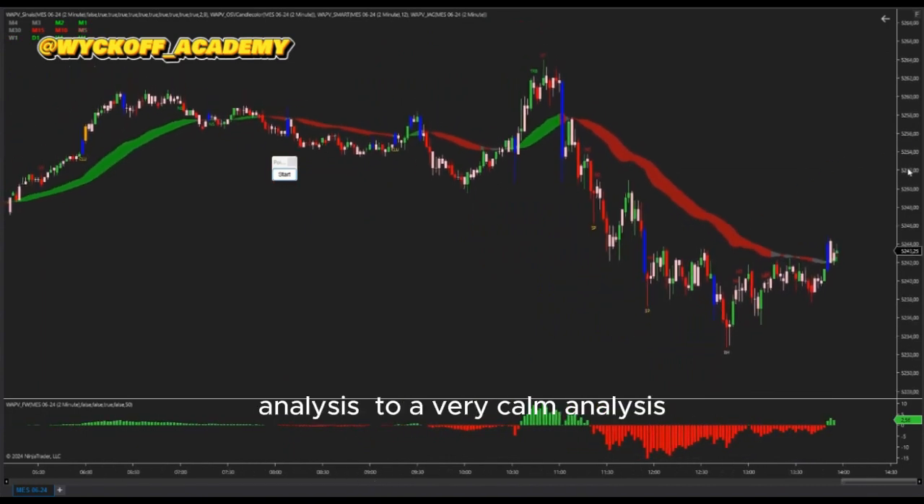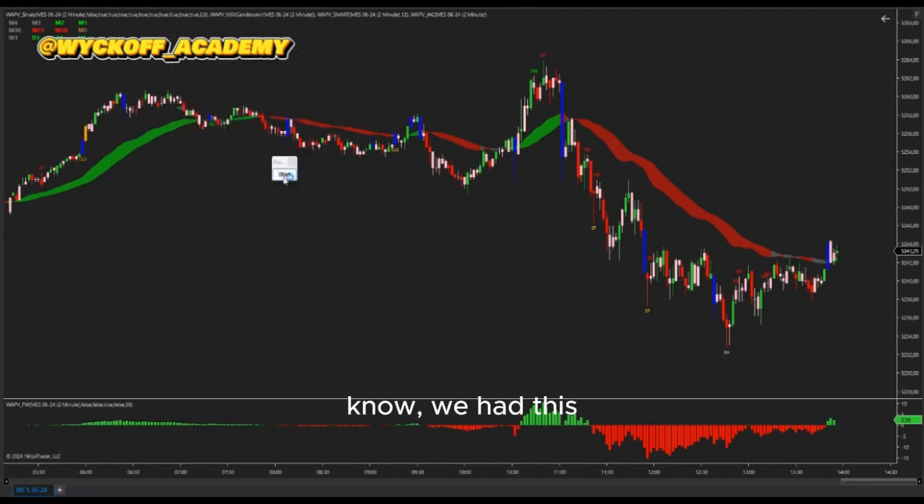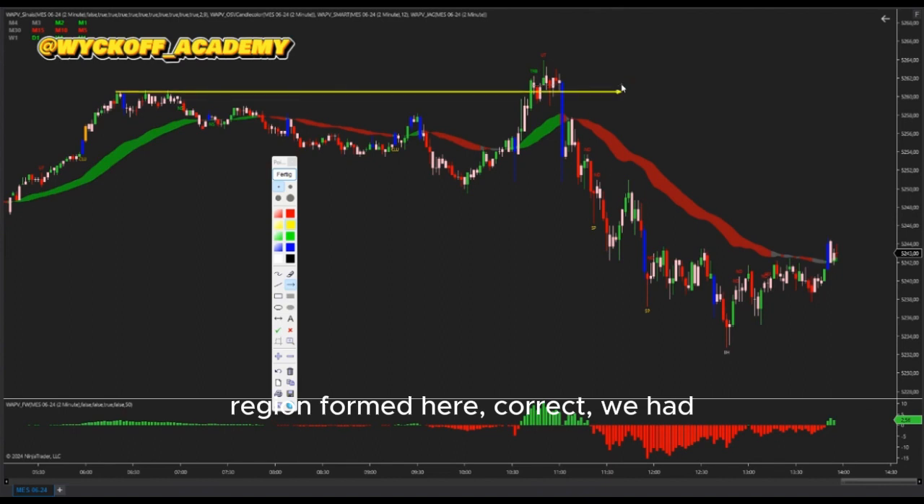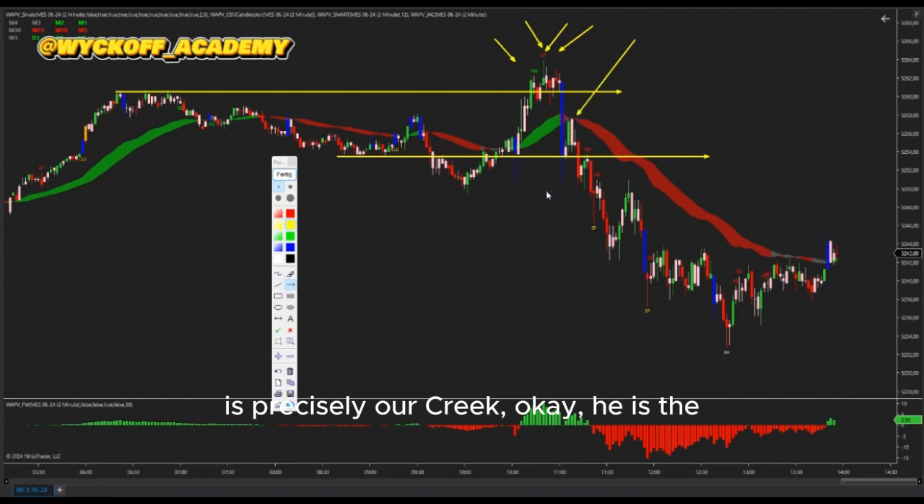Okay, so here is our trend tracker, coming back to a very calm analysis here of the Wyckoff methodology. For those who already know, we had this region formed here, correct? We had that top, we had that bottom, we had a phase C in this region, and Jack is precisely our creek. Then the market loses the creek and comes back to test. So here we have one more confirmation, it comes back to test our LPSY.